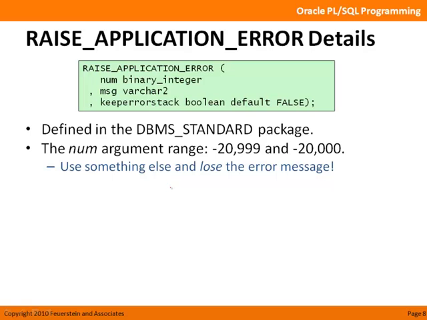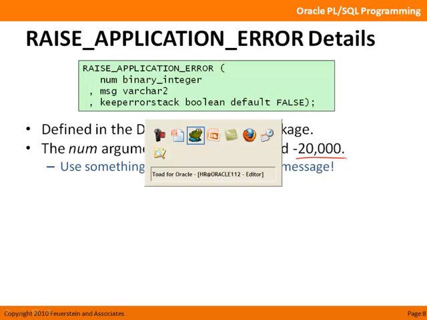The num argument, which is the error code, has to be a number between minus 20,999 and minus 20,000, which is really unfortunate. It's a very arbitrary range of values. We certainly have run into customers, users of Oracle, who have run out of error codes in this range. It's only 1,000. And if you try to use something else, you get an error.